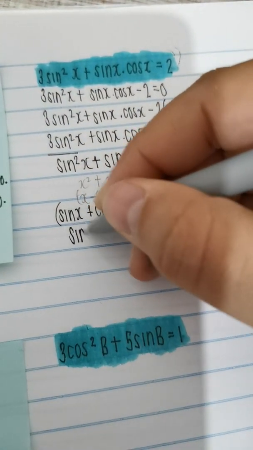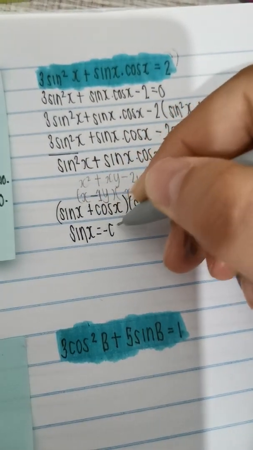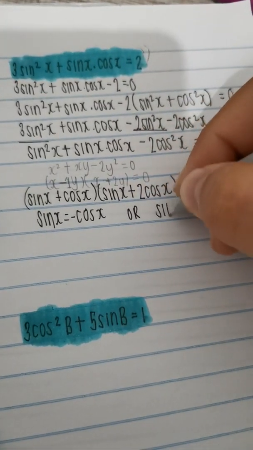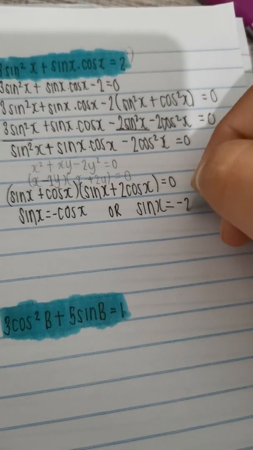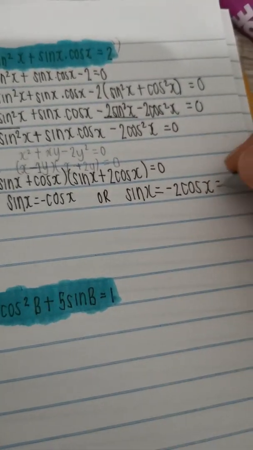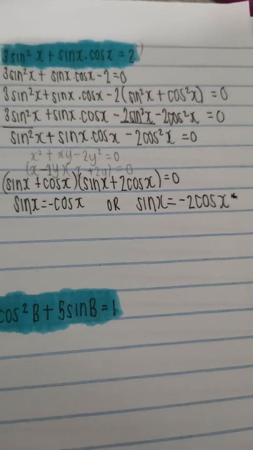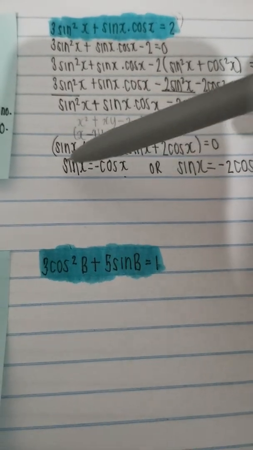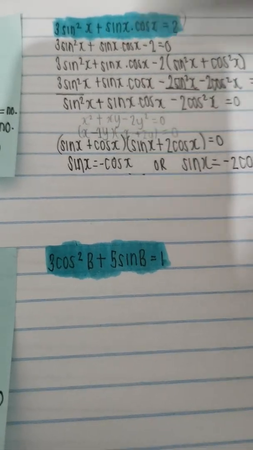So I have sine x is equal to negative cos x, or I have sine x is equal to negative 2 cos x. Right? Sorry. What we can then do once we get to this point over here is use our type 2, because can you see both of the angles are exactly the same. One is sine, one is cos.